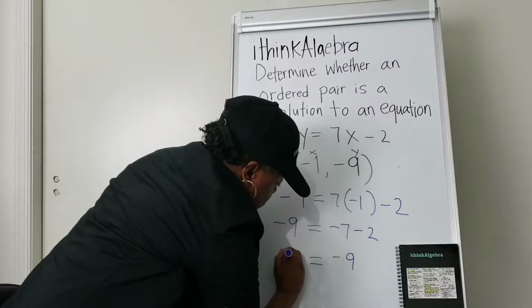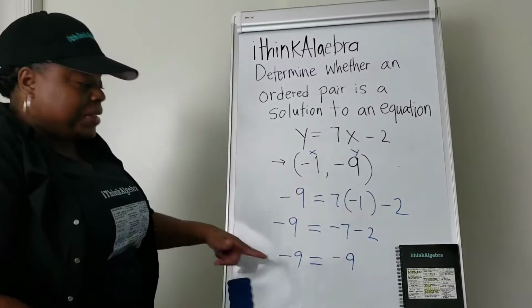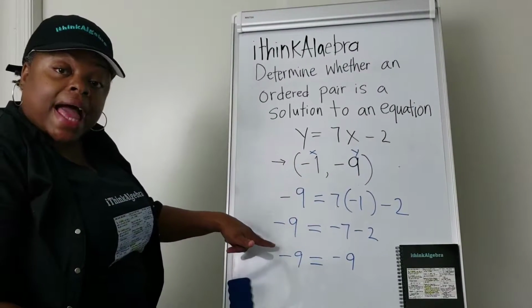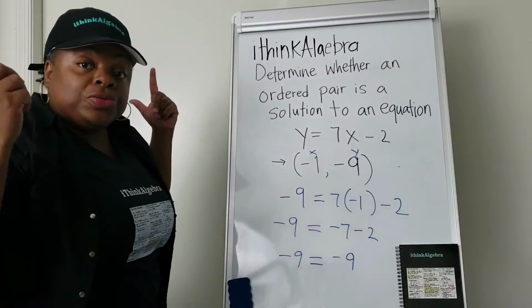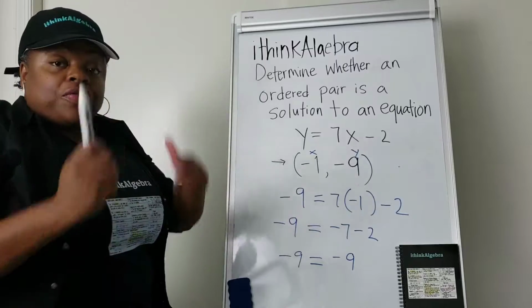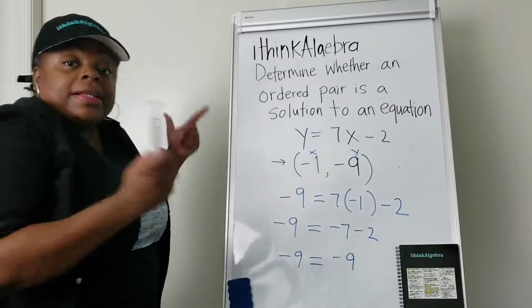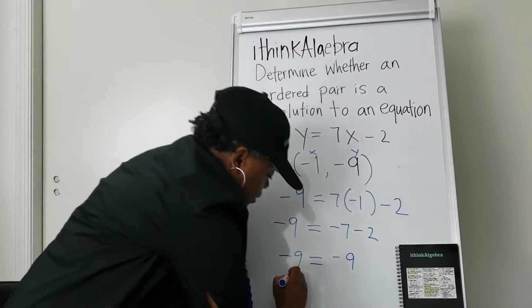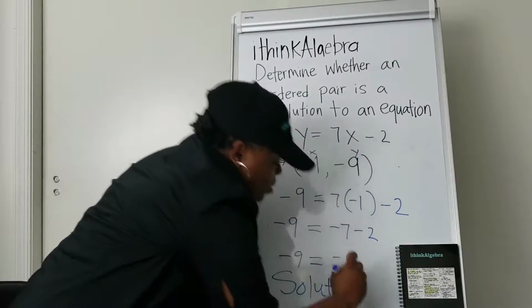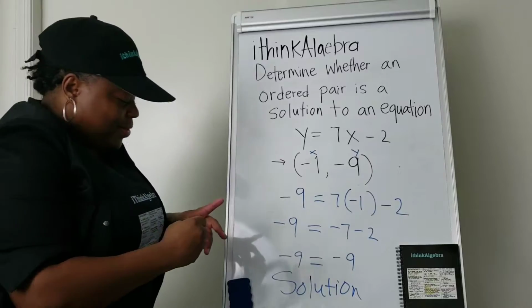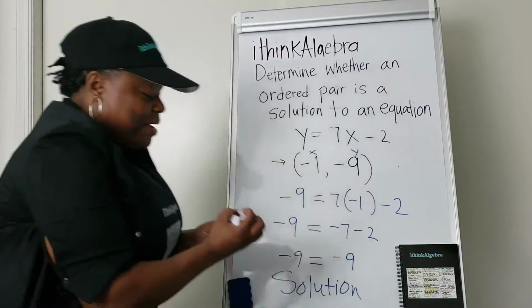Negative, all big, -9. So -9 on the left side, I have -9 on the right side. So two things are equal. The left is equal to the right. So this is a solution. Hallelujah.